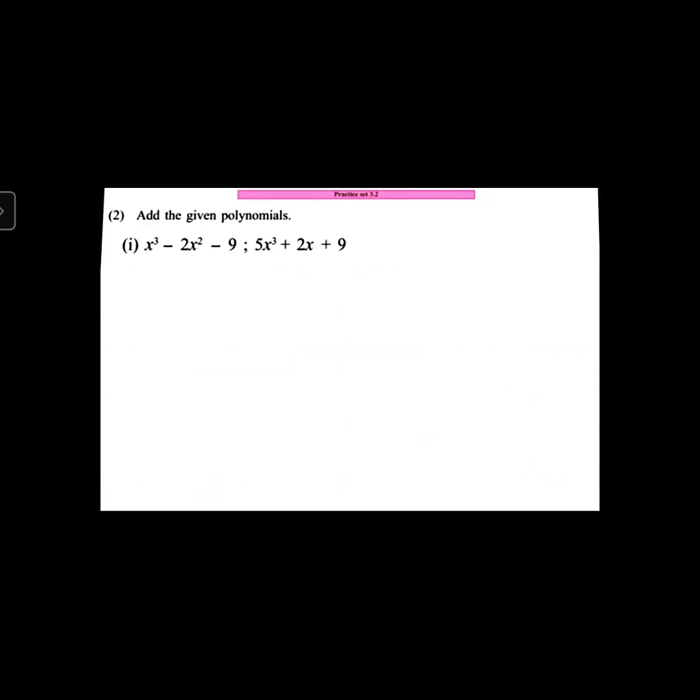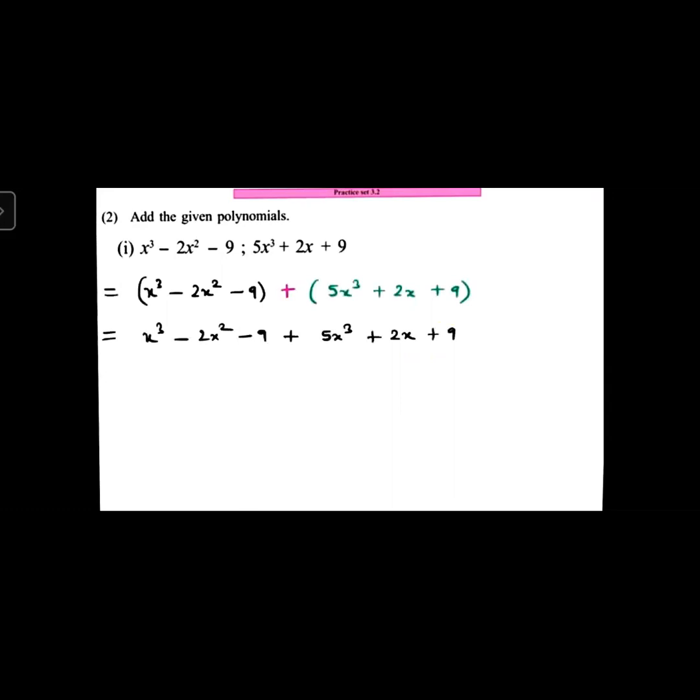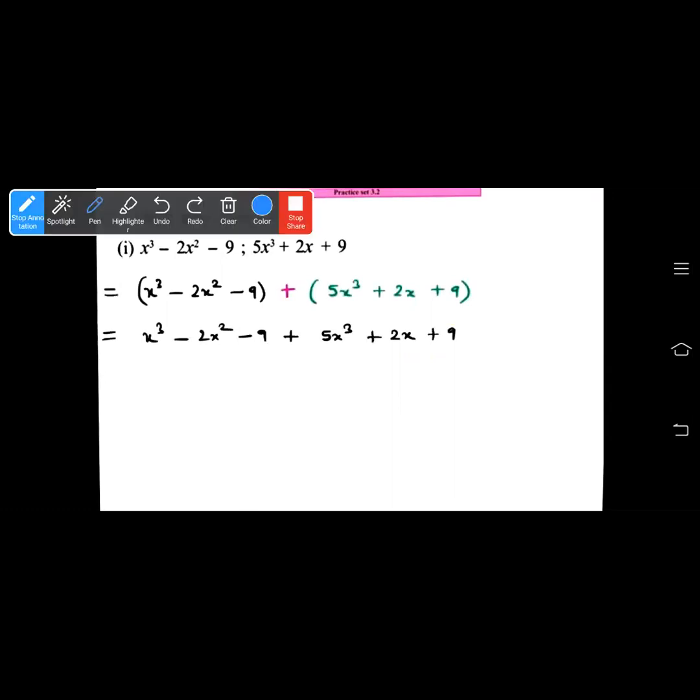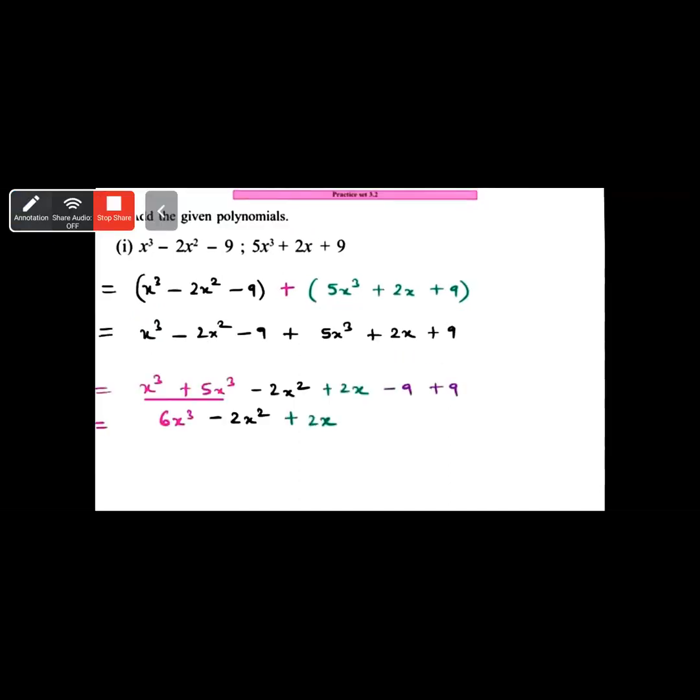Add the given polynomial. You can see we have done already: x cube minus 2x square minus 9 should be added with 5x cube plus 2x plus 9. First of all, you have to write this in round brackets. Then open the round brackets. Then keep the like terms together.